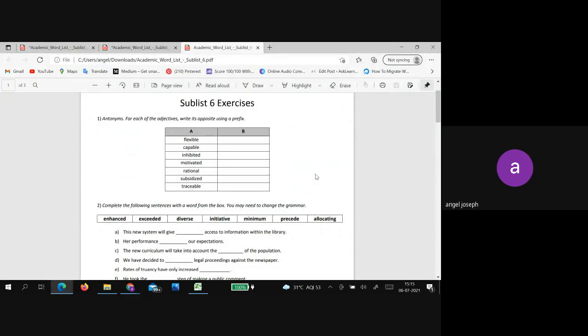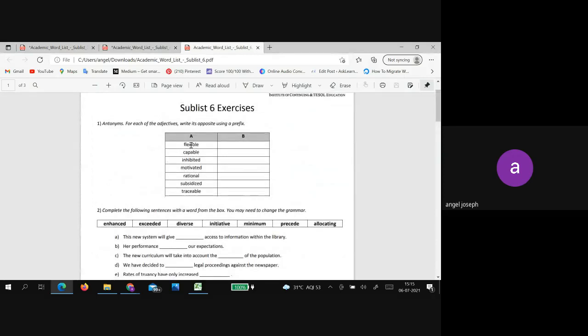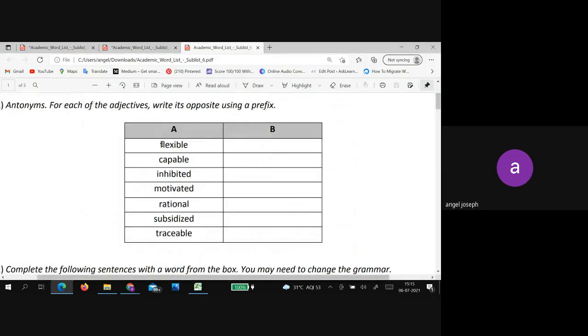In the meantime, let's do this one. Try this. Antonyms. Flexible: inflexible, unflexible, dysflexible. Inflexible. Is that the correct word?